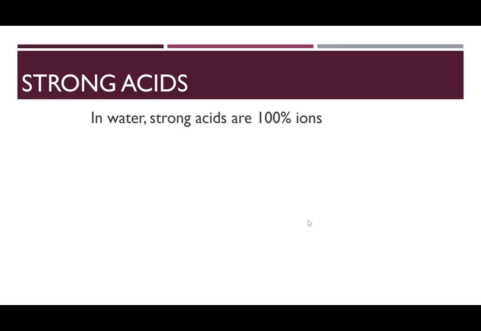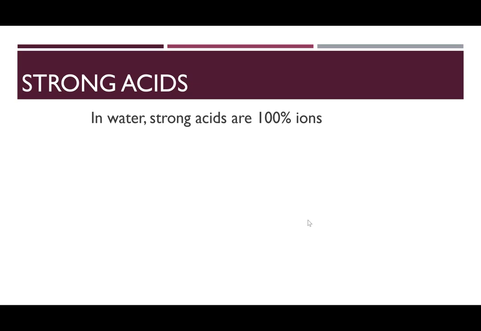So first things first, strong acids. I said there's very little that you need to memorize in chemistry. I would probably memorize these 5 strong acids. So why is it important that you memorize the 5 strong acids? Well, if you know the 5 strong acids and it's not one of those 5, then you can quickly identify it as a weak acid. So just something that's super helpful to know, memorize, or just have on a note card right next to you as you're working. So strong acids in water, strong acids are 100% ions.